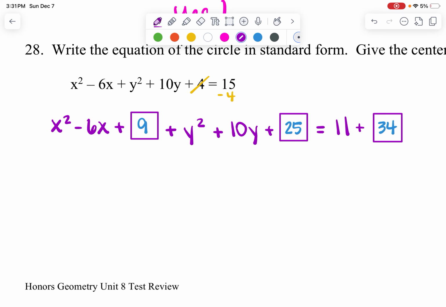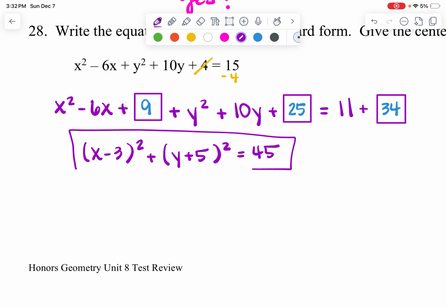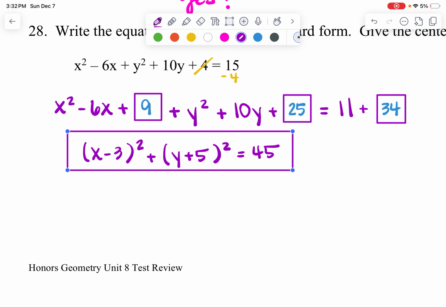All right, and now I just get to factor. I know x squared minus 6x plus 9 is going to factor down into x minus 3 times x minus 3, or x minus 3 squared. There's our squared binomial. Plus, if I factor the y trinomial, I'm going to get y plus 5 squared. And then I add the 11 and 34, and I'm going to get 45. And that is our standard form equation. It takes 2 steps. Nice and easy.